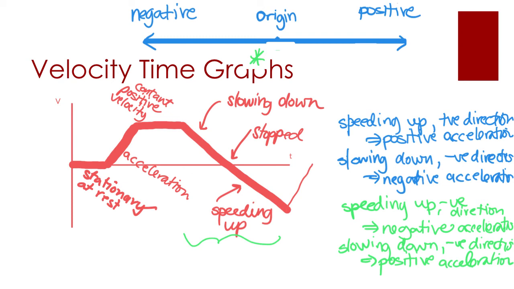Here's how I remember it. Two positives make a positive. So speeding up in my mind is positive. Positive direction, I get positive acceleration. Slowing down in my mind is negative. Slowing down in a positive direction, negative, positive, that gives me negative acceleration. So now in the negative direction, if I'm speeding up, negative and positive give me a negative acceleration. And then at the end, slowing down is negative. It's a negative direction. Two negatives make the positive acceleration.